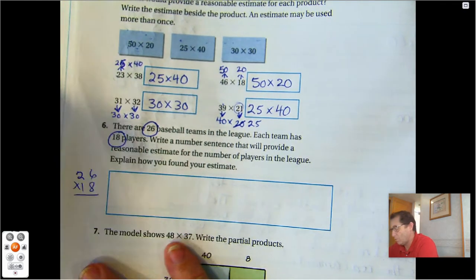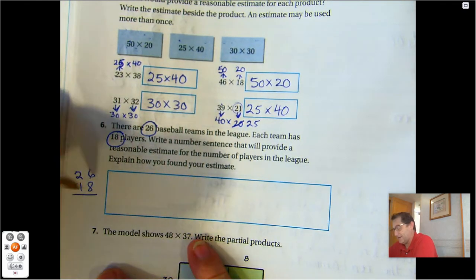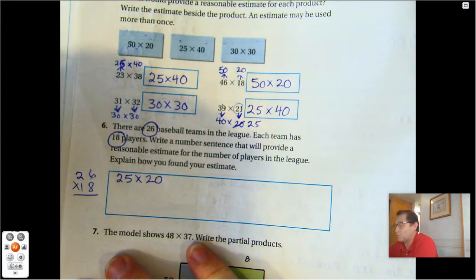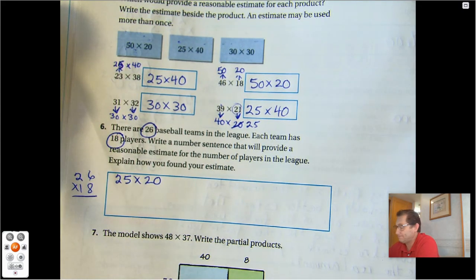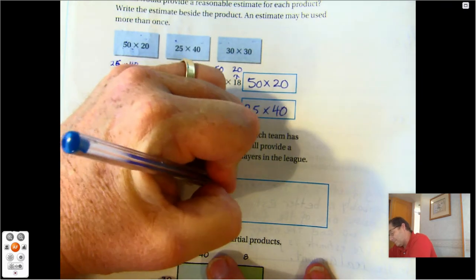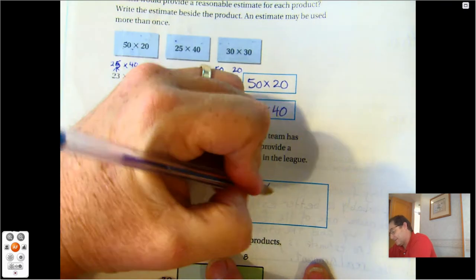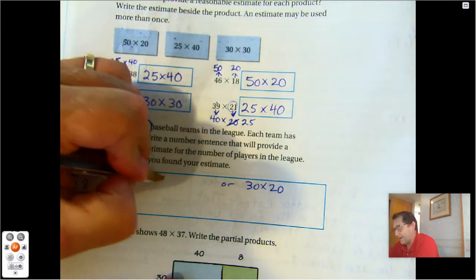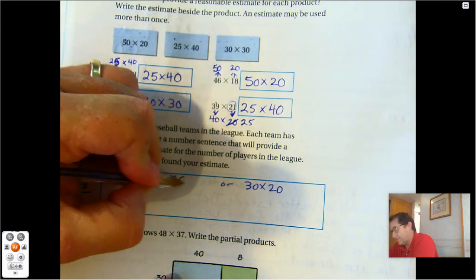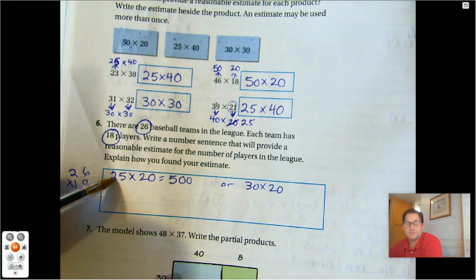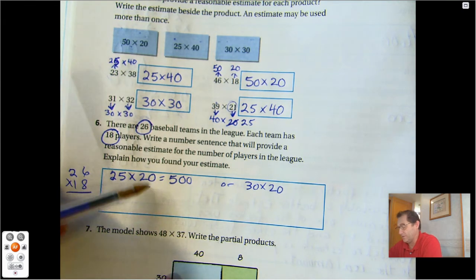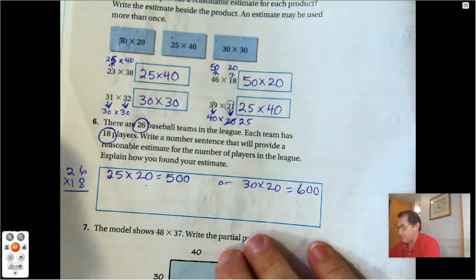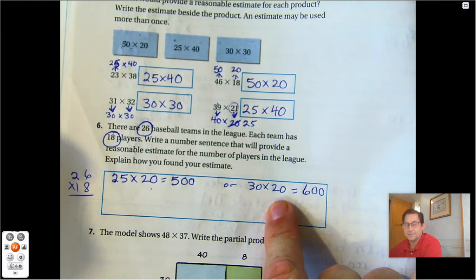So what would be a reasonable number sentence for an estimate? Well, we could say 25 times 20 if we use compatible numbers, or 30 times 20 if we round to the nearest tens. So 25 times 20 is 500. Two sets of 25 is 50, and then we have a 0 in the 20, so 500. And 30 times 20 is 600, because 3 times 2 is 6, and each of these ends in a 0, so 600.